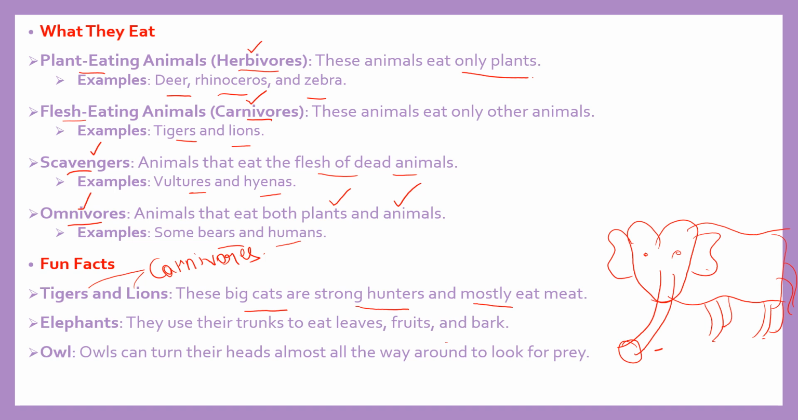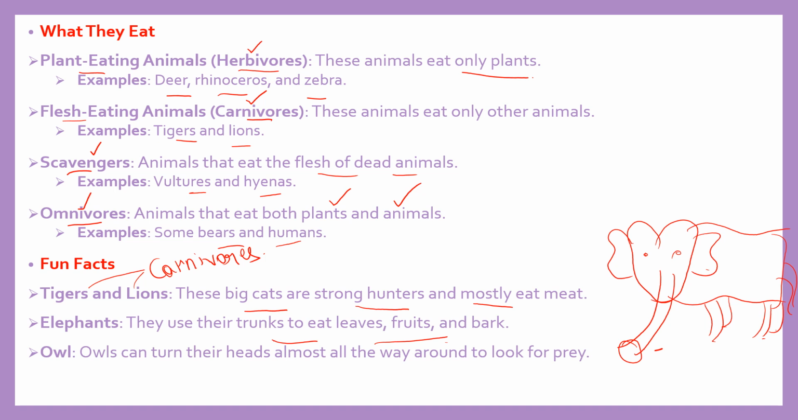And another thing you should not forget is the difference between carnivores and scavengers. These both are different. Carnivores are those that eat live animals, and scavengers eat the dead animals. So don't forget this difference. I know it is not so important, but I'm just saying. It's okay to learn more, right? So elephants use their trunks to eat leaves, fruits and bark. So this is the elephant. Don't laugh at my drawing skills. It looks funny, but this is an elephant, and with this trunk it will eat all the leaves and fruits.